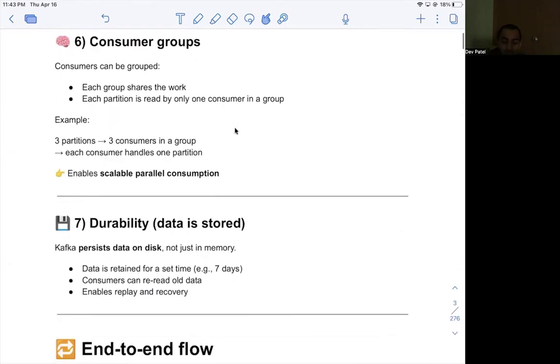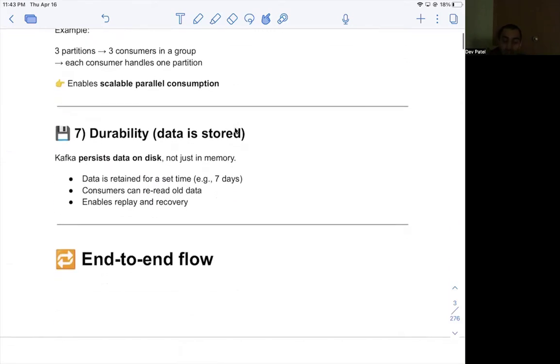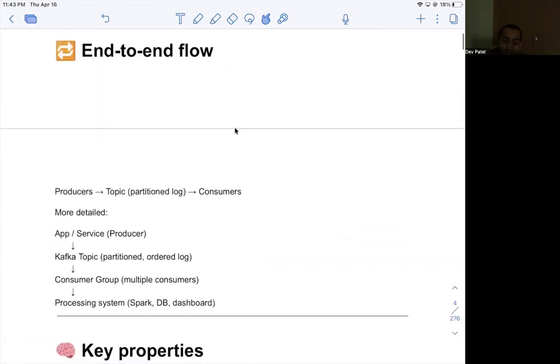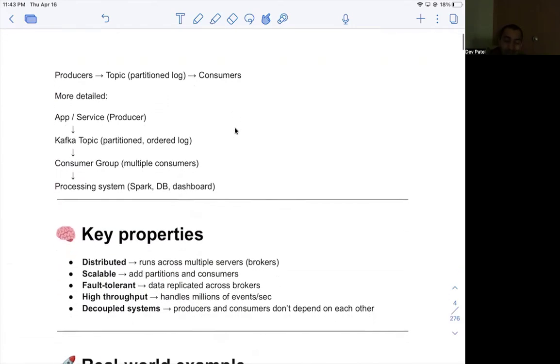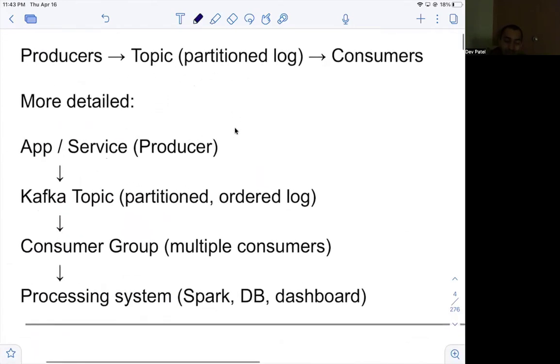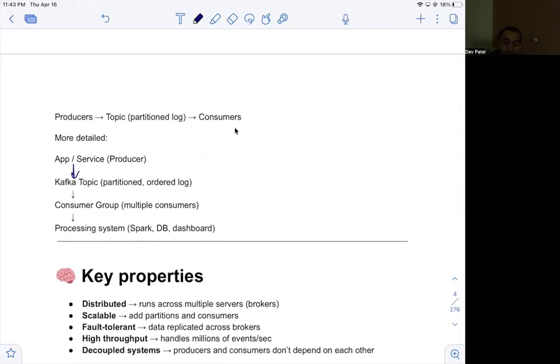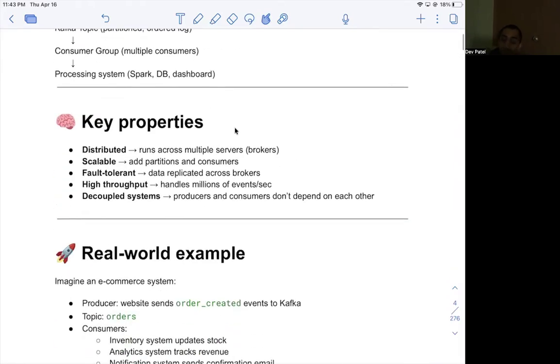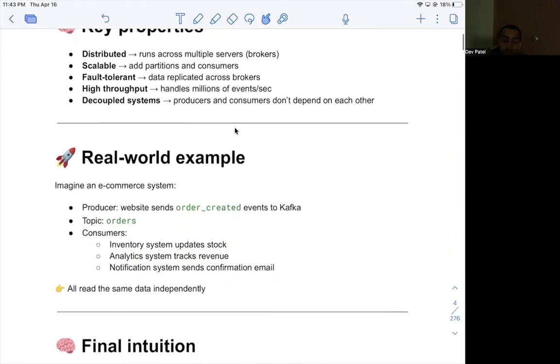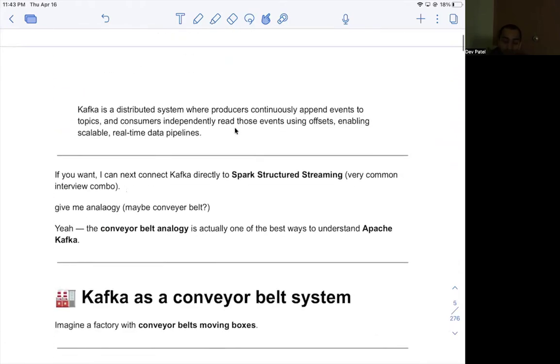Consumer groups, durability. Kafka persists on disk. It's not just in memory. So how this works is, let's say you want to publish some data to a Kafka topic. You would send that to a Kafka topic, which is partitioned. Consumer groups may then collect the data from that Kafka topic. It's distributed, so it runs across many servers, fault tolerant, with high throughput.